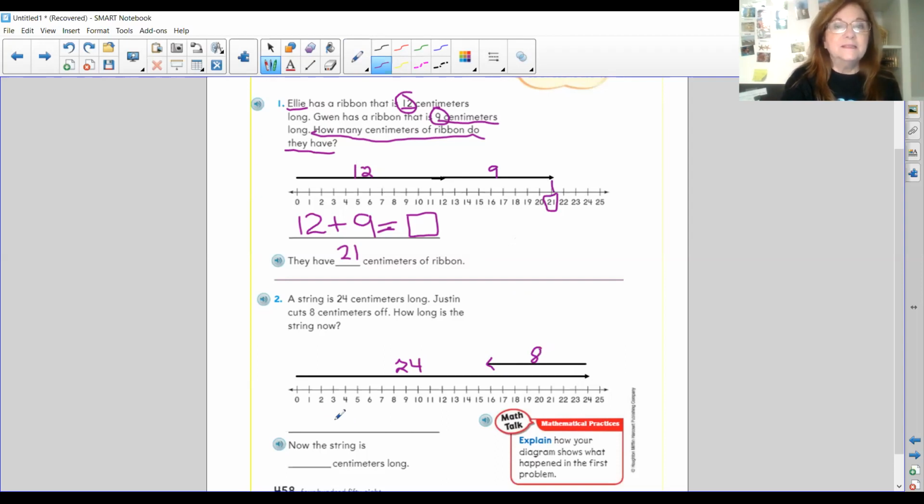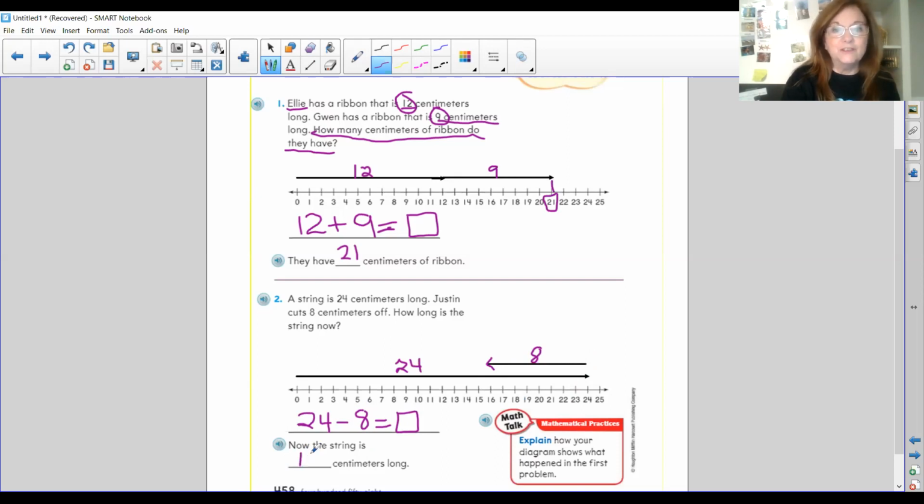So since he cut, that is actually subtracting. So we're going to write 24 minus 8 equals box. Okay, and we know because we ended up going backwards to the 16, 24 minus 8 really is 16.